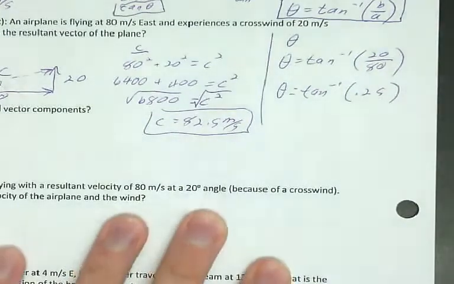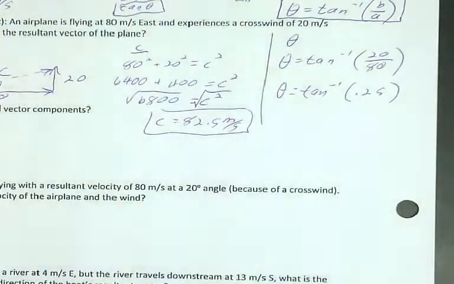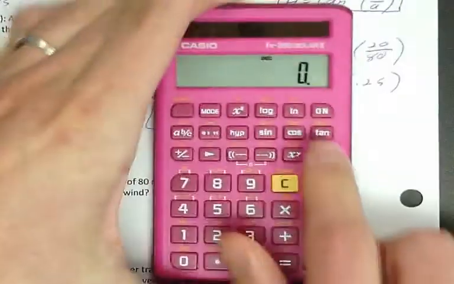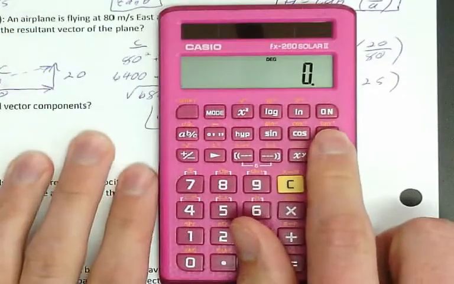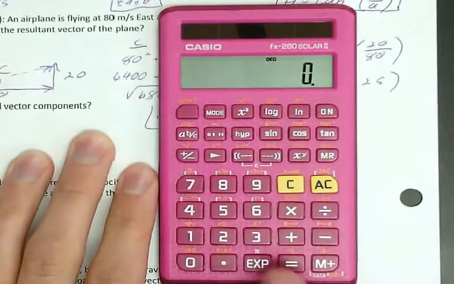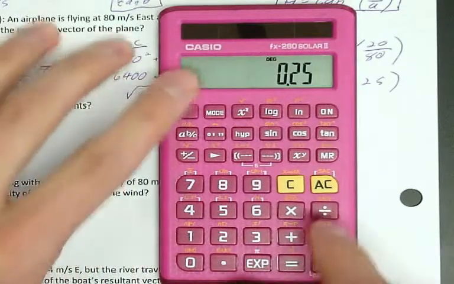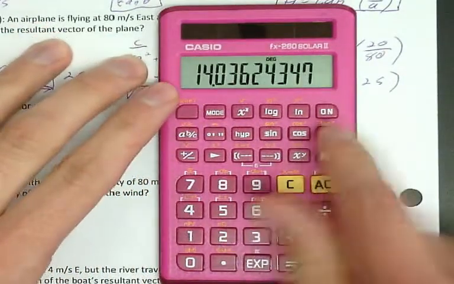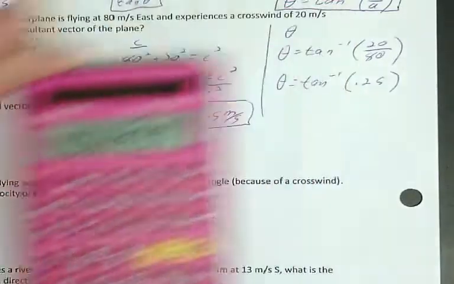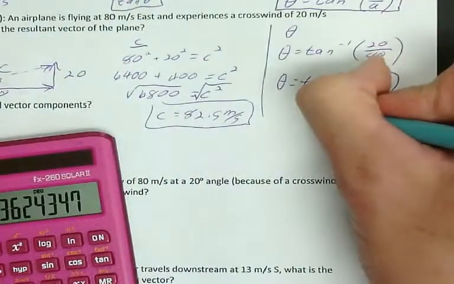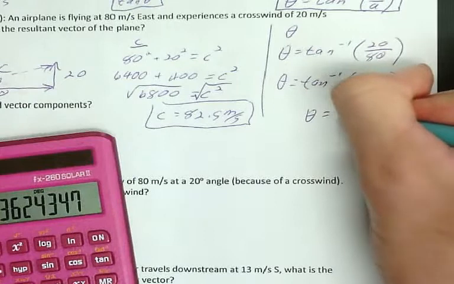Then I use my calculator, so this is why you need one. I'm looking for the tan negative 1 button. It's right above the tangent. I put in 0.25. You may have to put the tangent first. I hit Shift, tan, and there's my answer, 14.03. Go ahead and check to make sure you can get that.